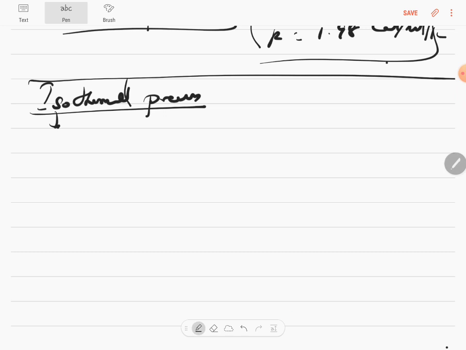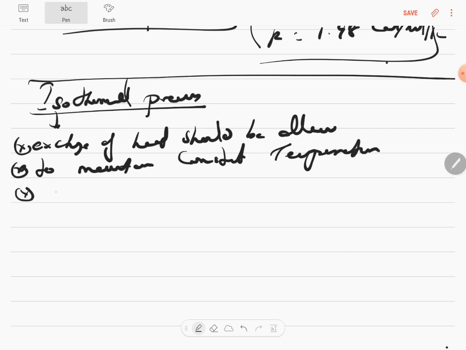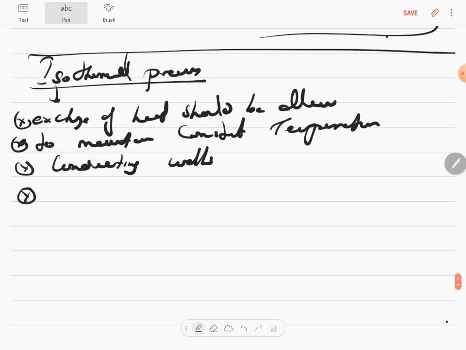Exchange of heat is allowed in an isothermal process. Why? Iso means to maintain constant temperature. And for this you need conducting walls, because exchange of heat should be allowed. Number three, the expansion or compression of the piston must happen slowly, so that there is enough time for processing and exchanging. This is what an isothermal process is.